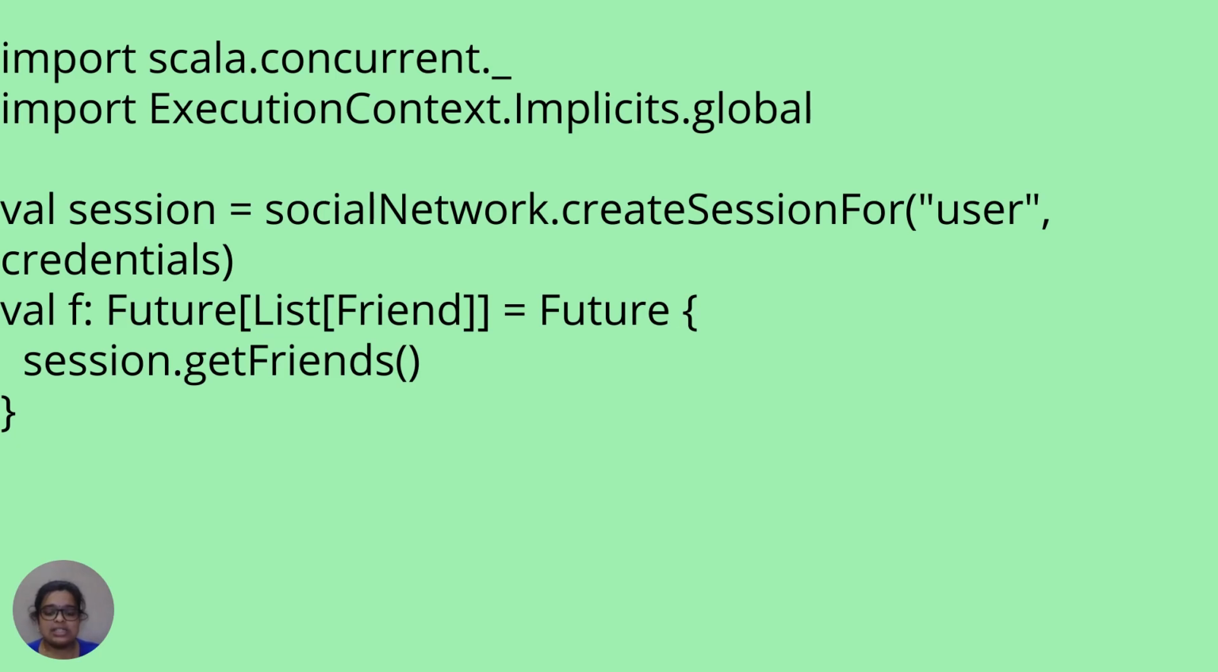To better utilize the CPU, we should not block the rest of the program. This computation should be scheduled asynchronously. The Future.apply method does exactly that. It performs the specified computation block concurrently. In this case, sending a request to the server and waiting for the response are performed asynchronously. The list of friends becomes available in the future f once the server responds.